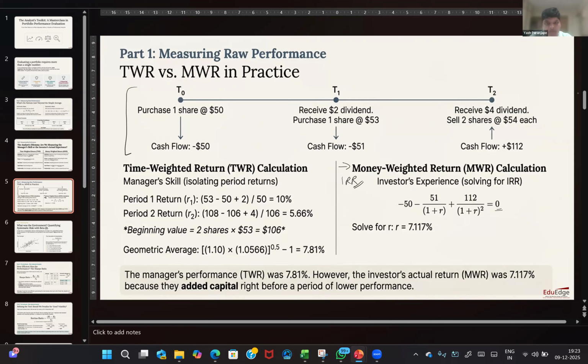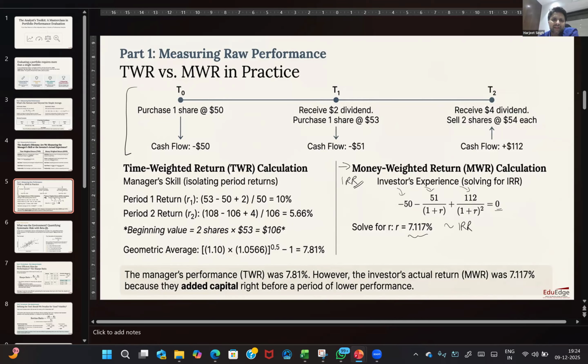So you have all the cash flows in the numerators, and then you divide by 1 plus the money weighted return rate, which is R. And when you solve for this, here you get 7.117%. So that becomes your MWR. So it's very akin or similar to IRR. Make sense? Yes. So how is this different from TWR?